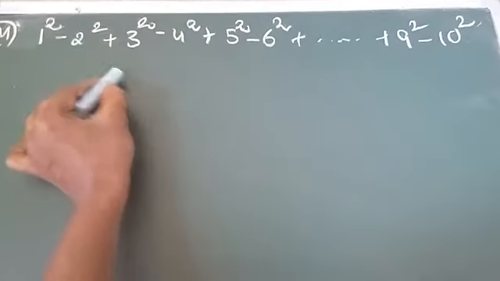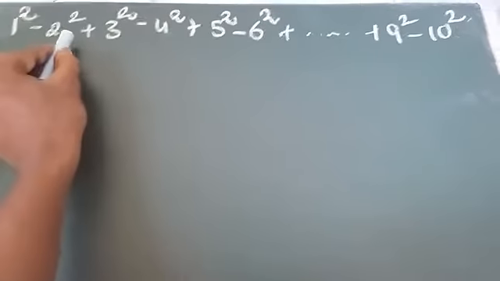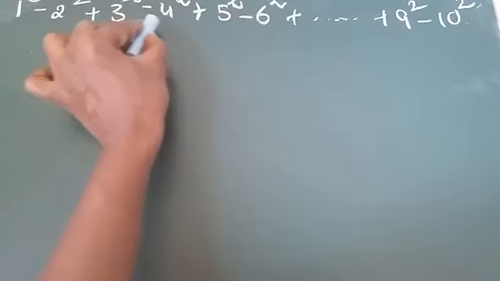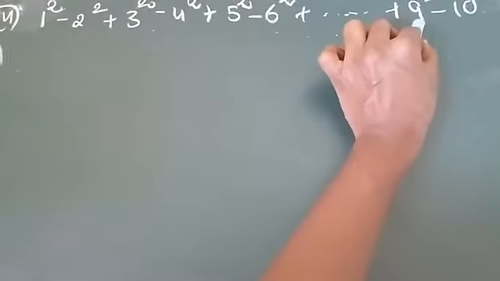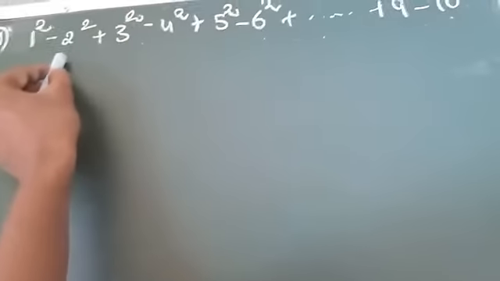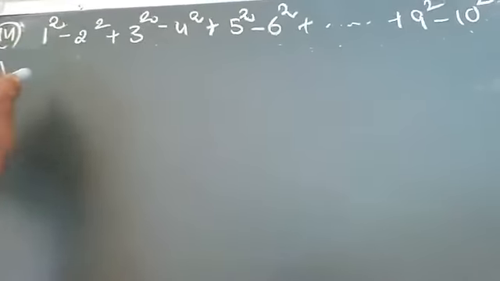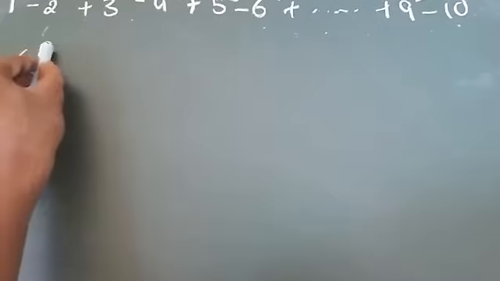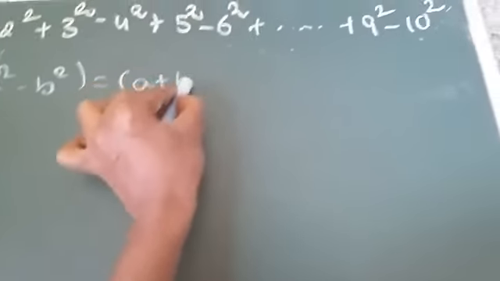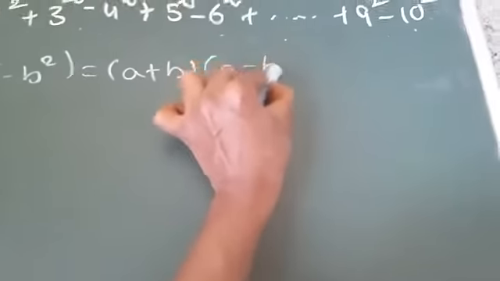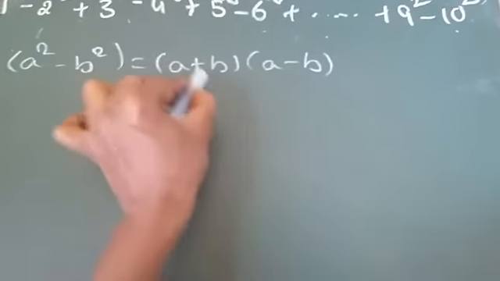See the next question. 1 square minus 2 square plus 3 square minus 4 square plus 5 square minus 6 square plus and so on, 9 square minus 10 square. We have to find the value of this. So remember the formula, a square minus b square equals a plus b into a minus b. Convert the given question into this formula.